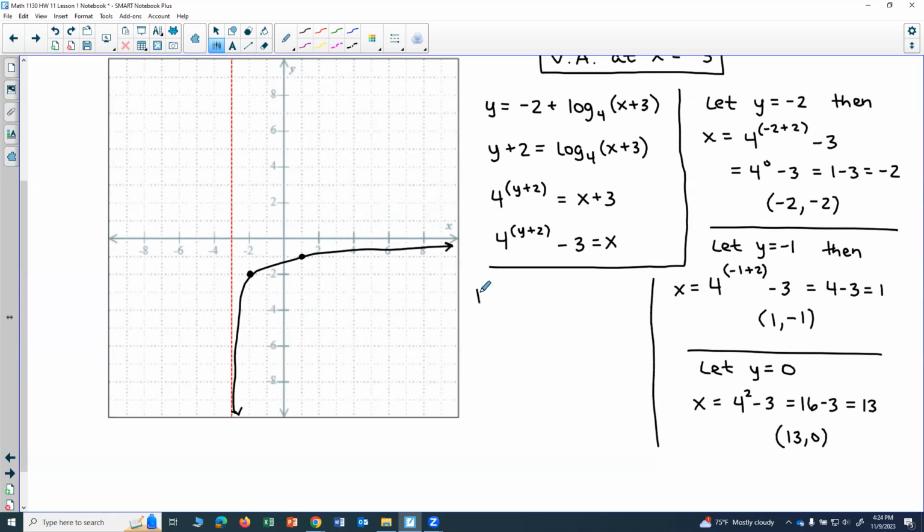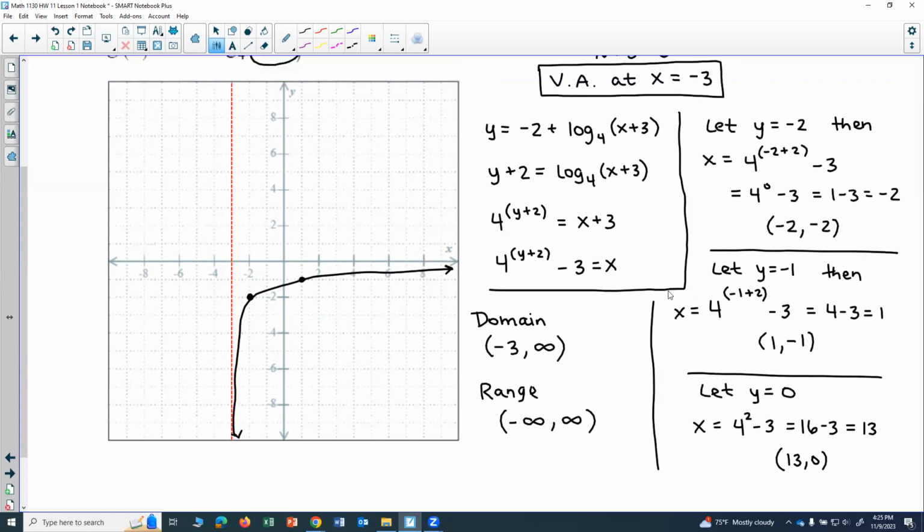Remember, the domain is all possible x values. And if you look at the graph, you can see that x has to be greater than -3. So I'll have -3 in parentheses. And then x can be any number larger than that. So -3 to infinity. And then the range is the y values. Y can be any number actually. So -infinity to +infinity. And you can visually see that on the graph. The domain or x values cannot be -3 or below.